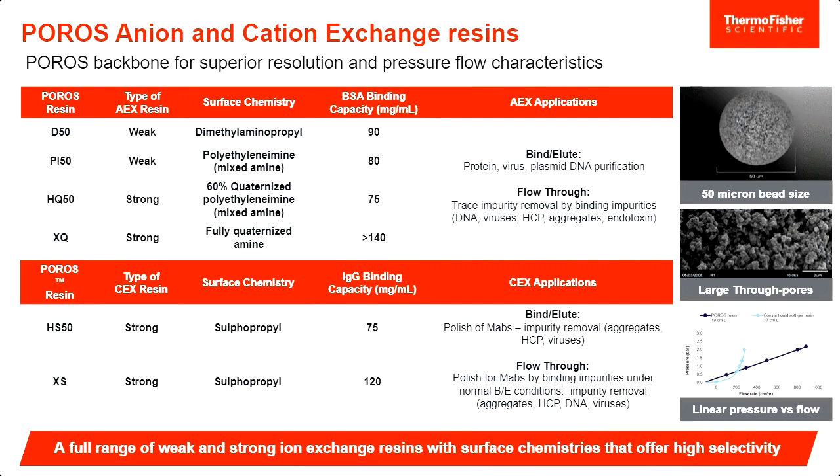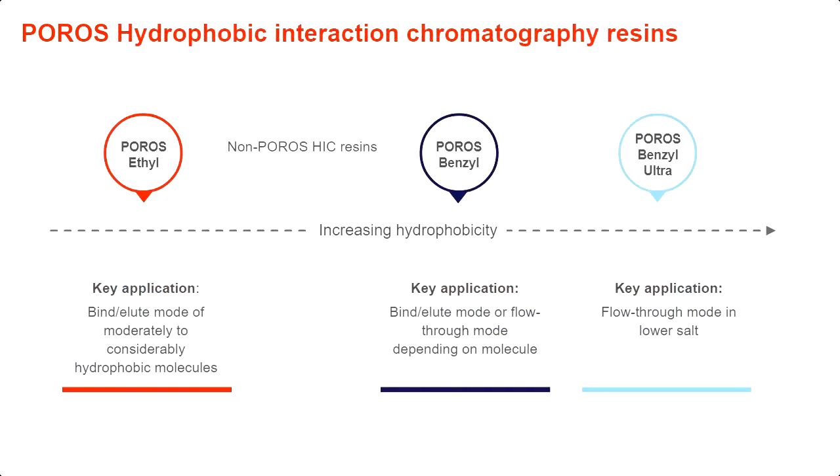We also have 3 HIC resins covering the extreme ends of hydrophobicity, with our POROS Ethyl on the lower end, often used in bind-elute mode, and then our POROS Benzyl and Benzyl Ultra resins used mostly for aggregate removal in flow-through mode. Also can be used in bind-elute.